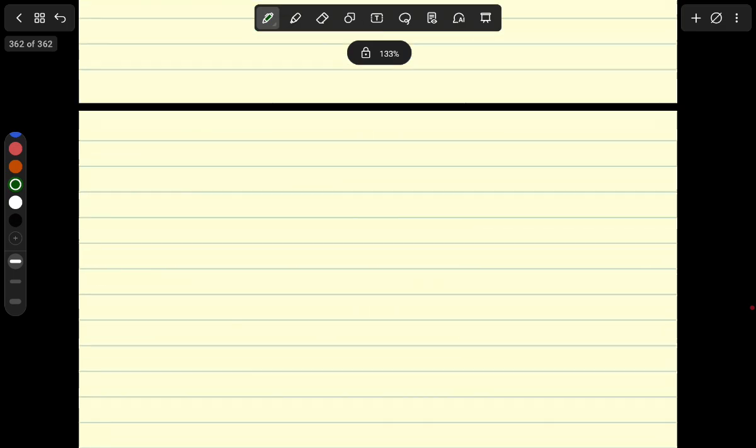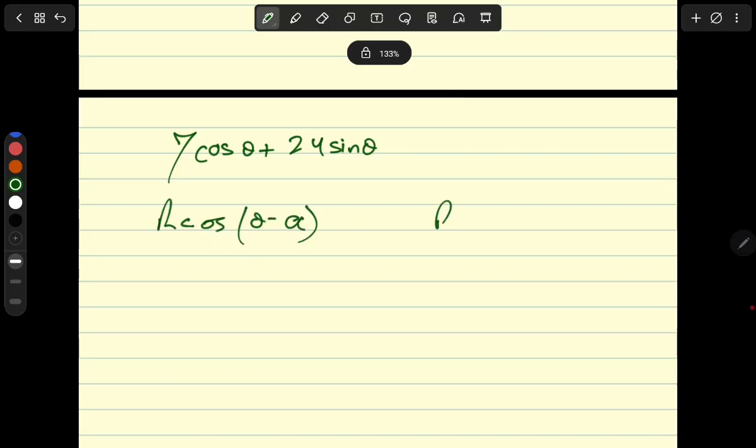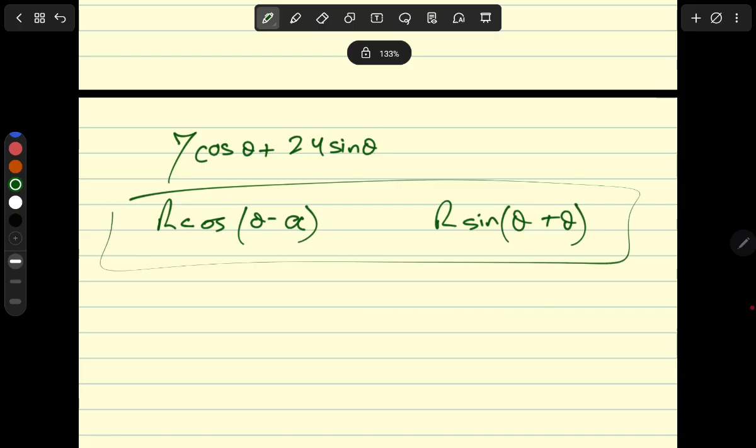Now, let me give you a mini challenge here, okay? Pause this video, try this yourself. 7 cos theta plus 24 sine theta, and I want you to do it in the form r cos theta minus alpha and r sine theta plus alpha. I'm not giving the answer, so don't look ahead. Work it out. You'll discover a very familiar value of r. Okay, and I'm not going to solve it in this video. You are going to post your solutions in the comment section.